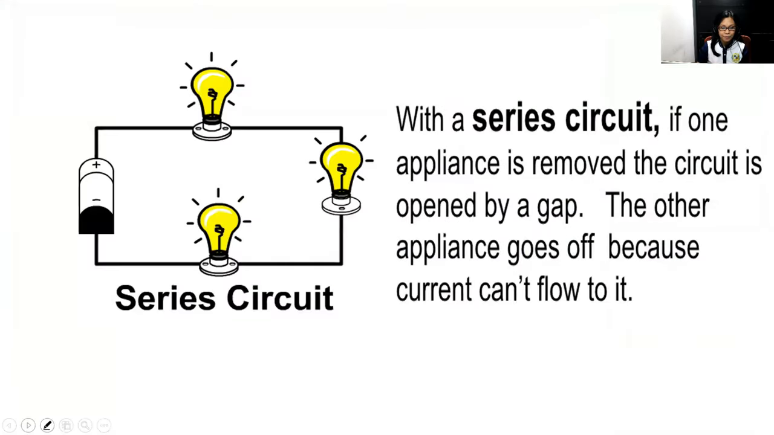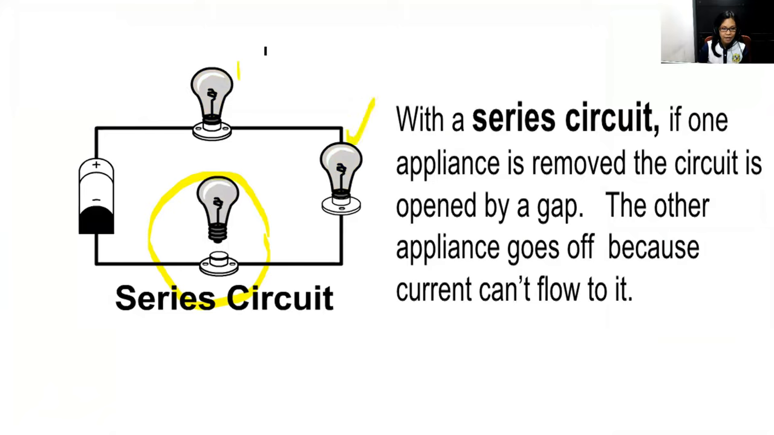Now, this is a series circuit also. If one appliance is removed, the circuit is opened by a gap. The other appliance goes off because current cannot flow. For example, this bulb, remove it. What happened here? No light. What happened here? No light. So when there is a gap in a series circuit, if you remove the bulb, there will be no light to the rest of the components. Electricity will not flow completely in the circuit when you remove one bulb in a series circuit.